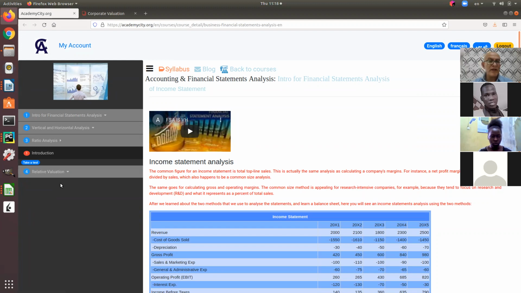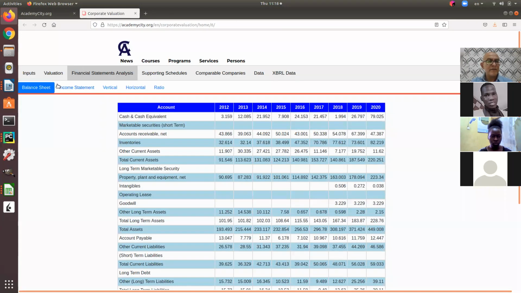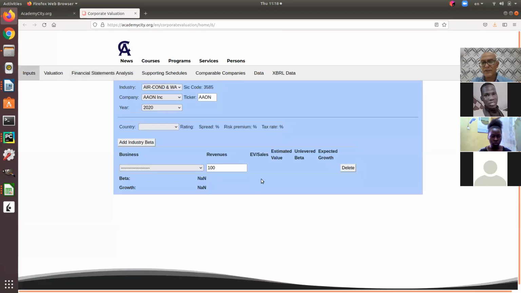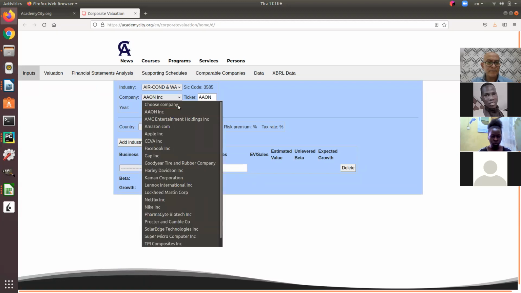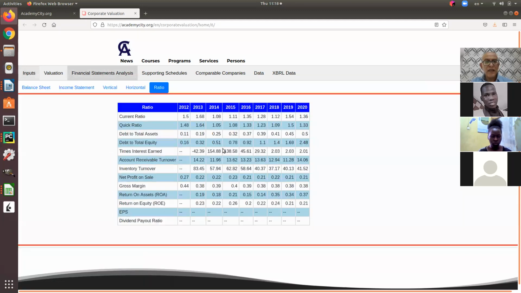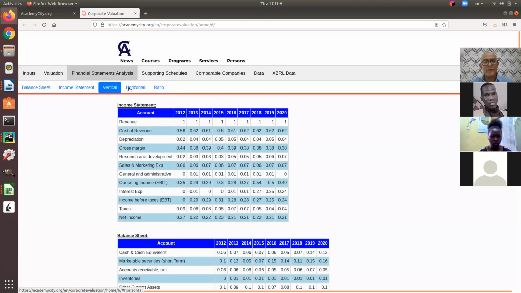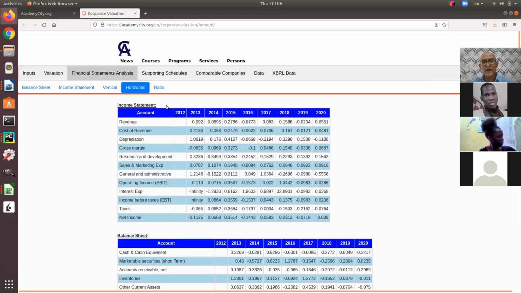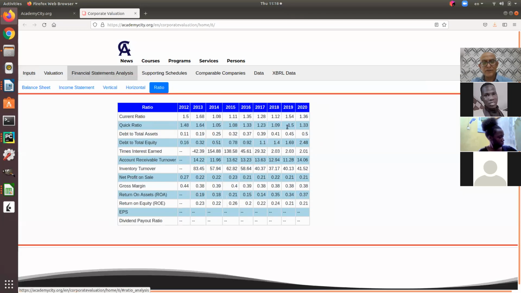Okay. One thing that we're going to continue, and we did last time, we will use the application we developed in Academy City to analyze financial statements of different companies. Last time we looked at Apple. And when we looked at Apple, we got all those vertical analyses and horizontal analyses for Apple. And today we look at the ratios for Apple. Okay. And we extend the discussion using these applications.